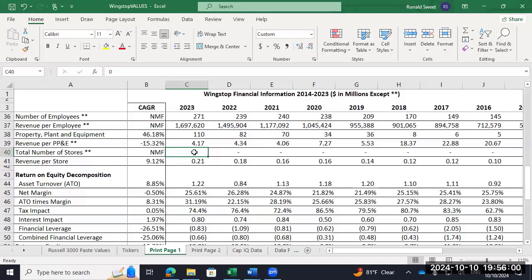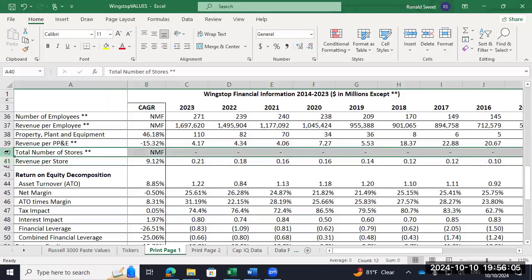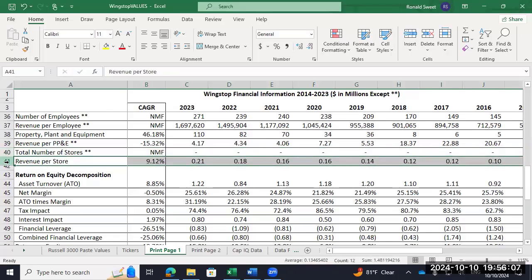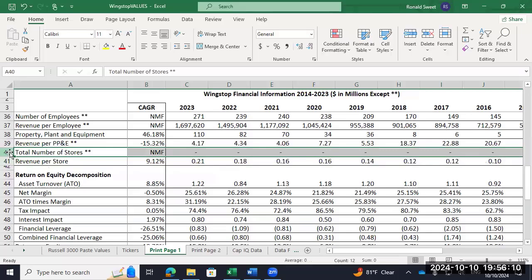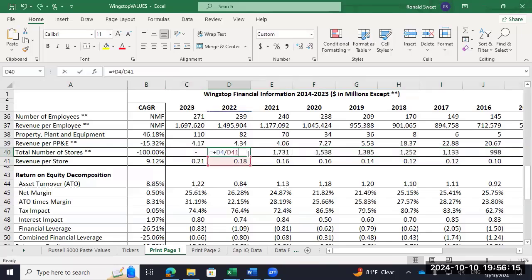Okay. All right, so Lynn came, we did Wingstop, and she got revenue per store, but it didn't give her the number of stores. But obviously, if you have revenue per store, you can get the number of stores. So we took revenue and divided by revenue per store, and that gave us the number of stores. And it gave us a really round number, so it made us feel good that it was doing it correctly.